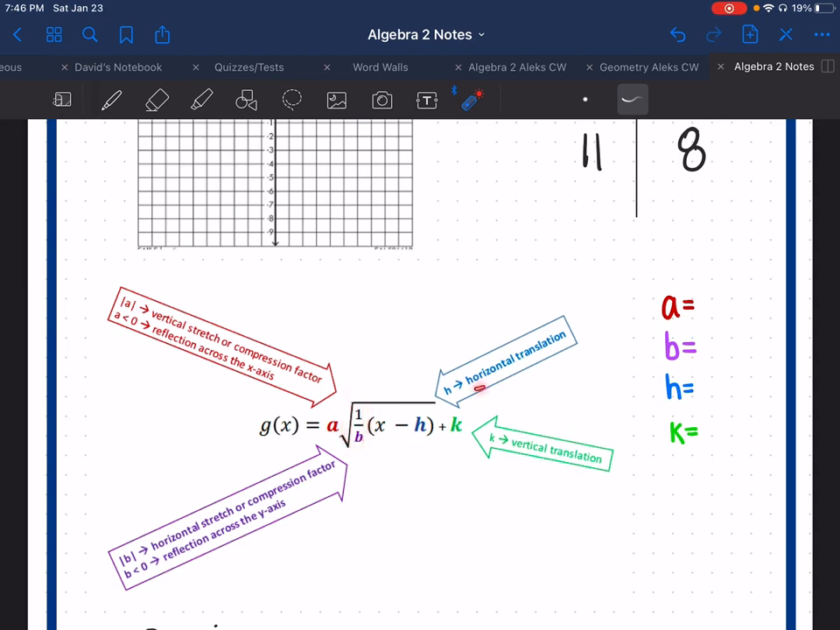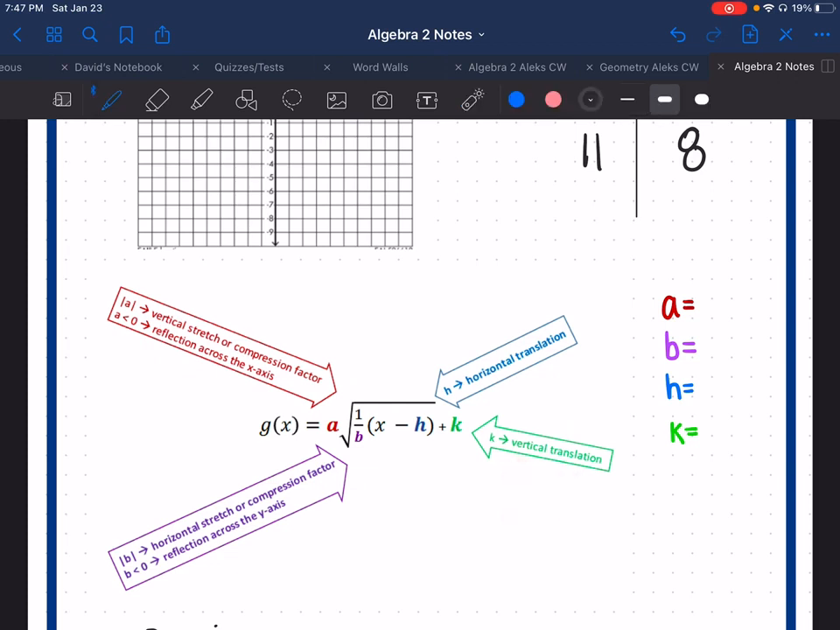My h is still my horizontal translation, my left or my right. And because it is inside and under the square root, it is deceiving me. So to move to the left is plus, and to move to the right is minus. And then, of course, I see my plus k at the end, and this is my up, which is plus, or my down, which is minus.